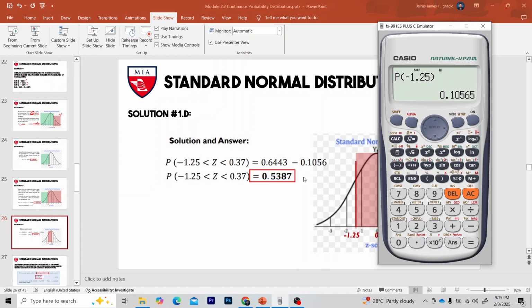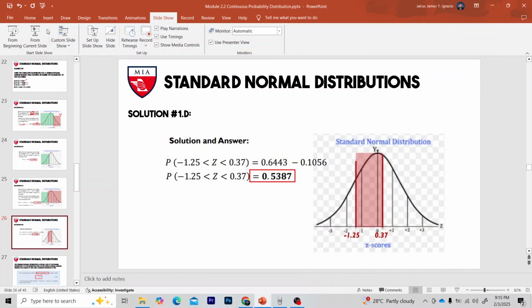Always remember, if z is greater than the value, you need to subtract the z-score of that value from 1. Okay? That's how simple it is. Okay? So let's continue.